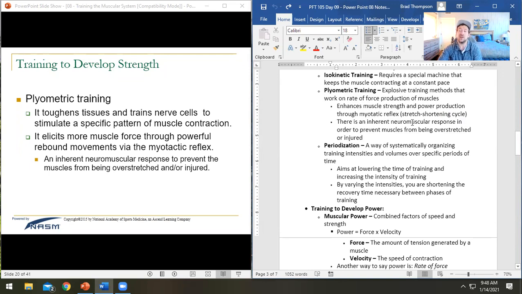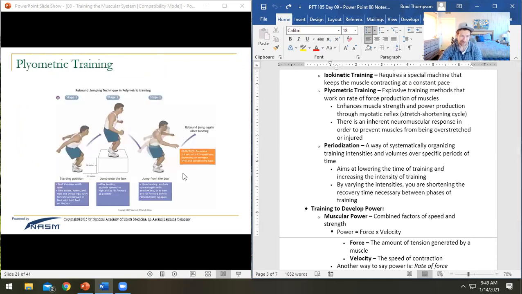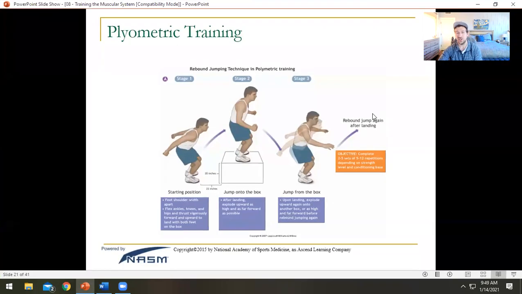There's an inherent neuromuscular response there to prevent you from getting injured in the form of your stretch reflex. And we've taken that protection from injury response, and we've turned it into a way to make us more athletic, which is kind of cool. So you can see that here.